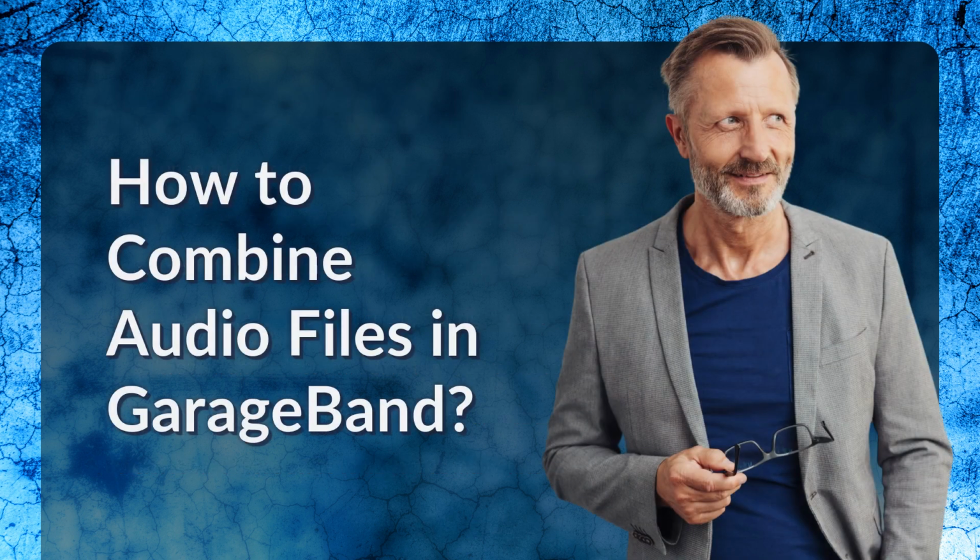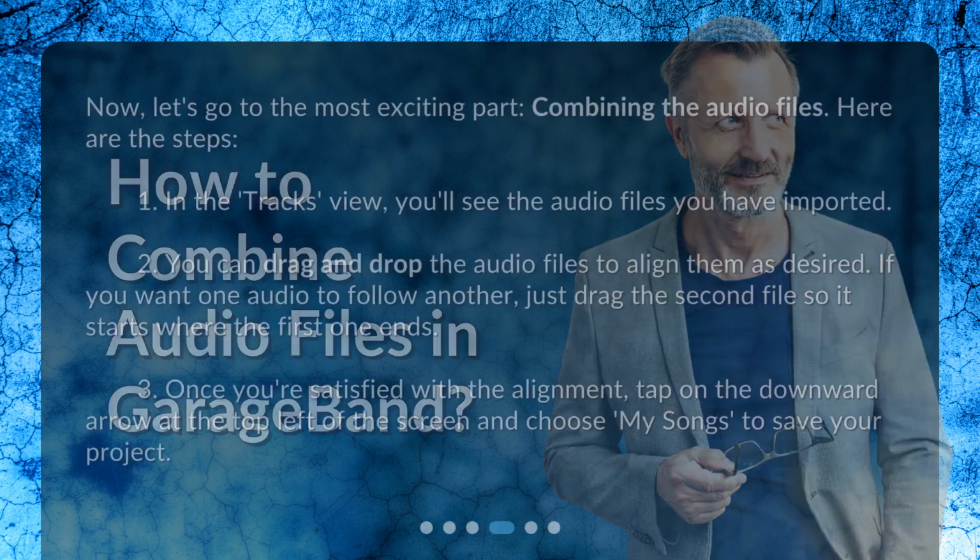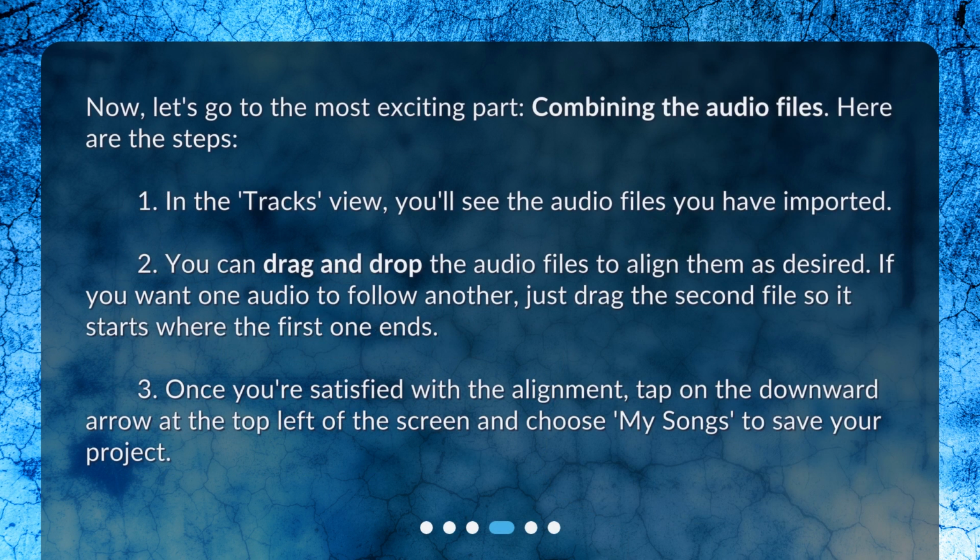How to combine audio files in GarageBand? Now, let's go to the most exciting part, combining the audio files. Here are the steps. 1. In the Tracks view, you'll see the audio files you have imported. 2. You can drag and drop the audio files to align them as desired. If you want one audio to follow another, just drag the second file so it starts where the first one ends. 3. Once you're satisfied with the alignment, tap on the downward arrow at the top left of the screen and choose My Songs to save your project.